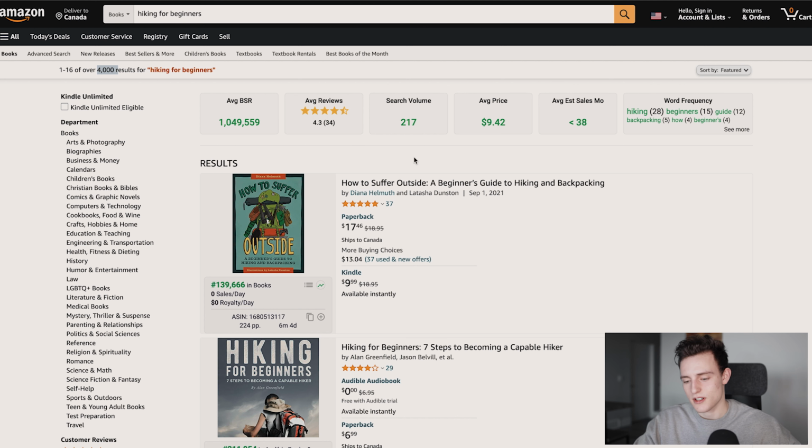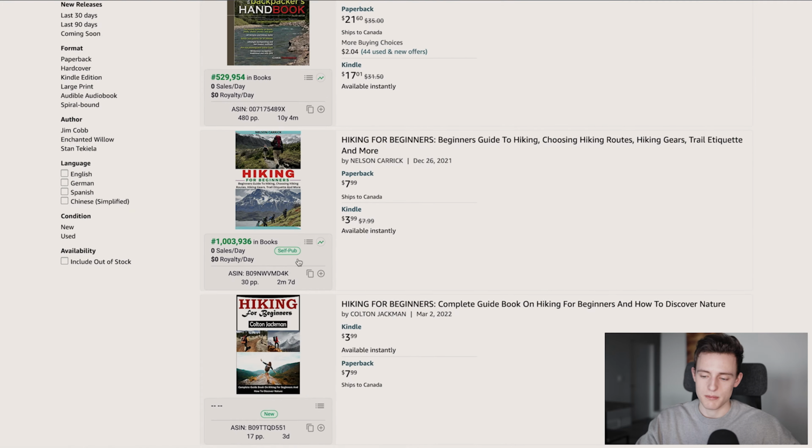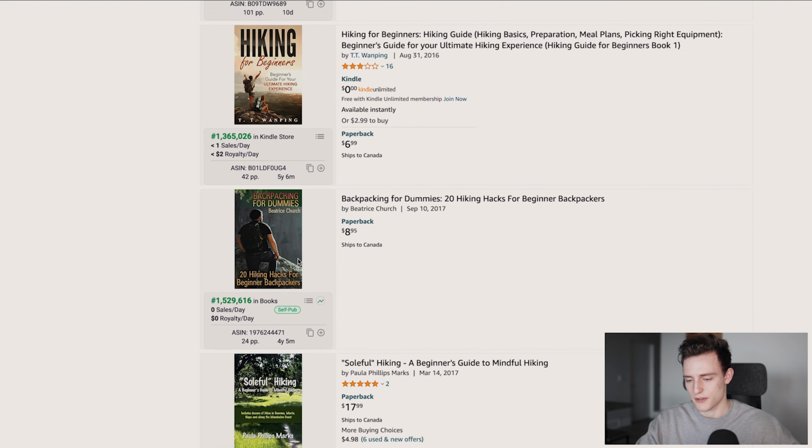So when it comes to average BSR, typically we're looking for an average BSR that's below 200K or so. That's going to show to us that there is demand for that particular keyword. And let me just give you a quick rundown of what average BSR is. So basically, when you search a keyword like hiking for beginners, there's going to be a bunch of maybe 16 to 20 books that show up on the first page here.